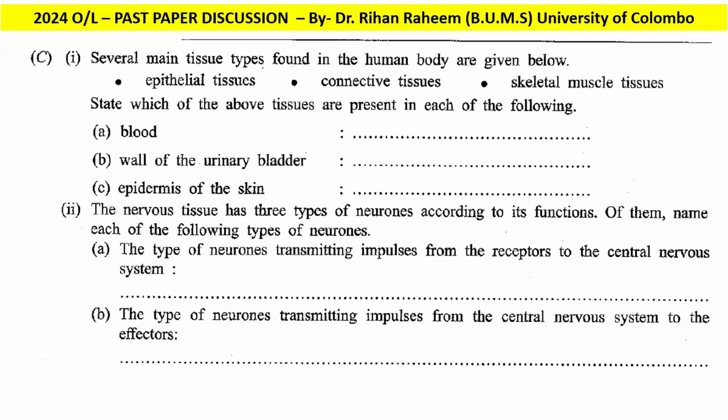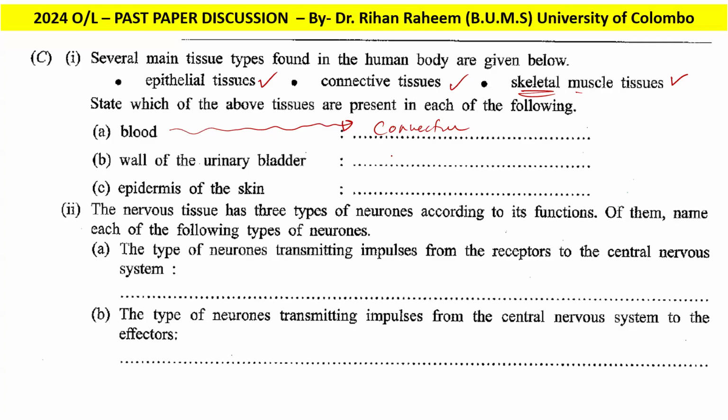Several main tissue types found in the human body are given below. Epithelial tissue, connective tissue, and out of the muscle tissues, they have given skeletal muscle tissue. The missing one is nervous tissue, no? State which of the following tissues are present in each of the following. Blood tissue, it's a connective tissue.